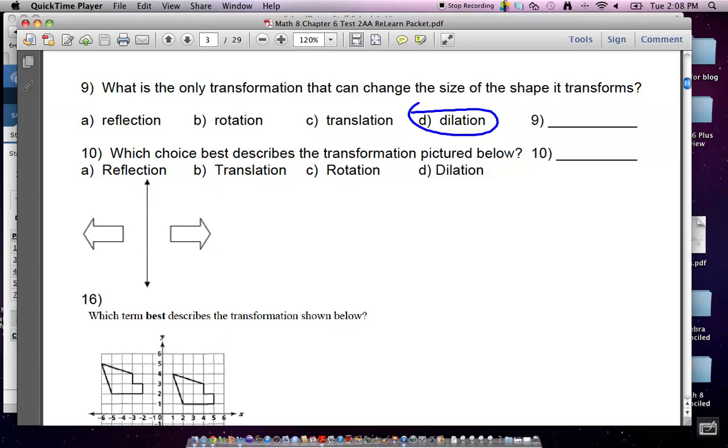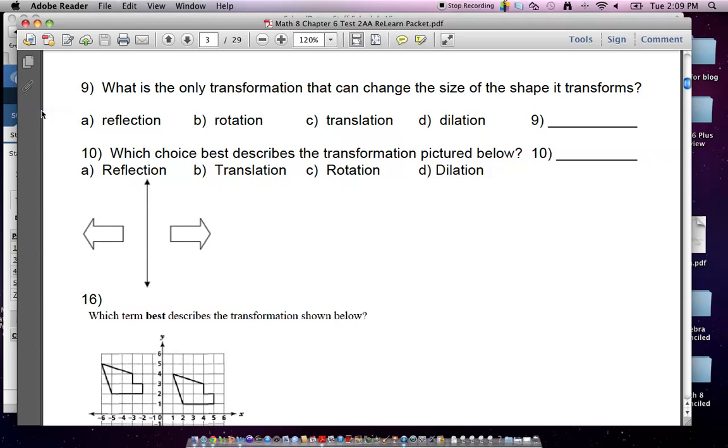Number 10, which choice best pictures what's below? This is a reflection. Look, this shape has been flipped. We're pointing this way, I flip it, now it's pointing that way. So this is definitely a flip. It's as if you could fold your paper on this line, and this arrow on the one side would land on top of the arrow on the other side. So this is a classic. A flip is a reflection. So number 10 is a reflection.